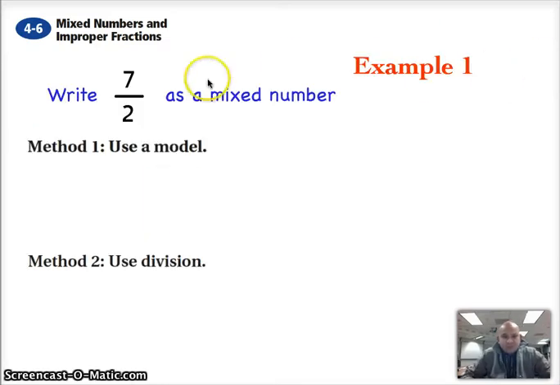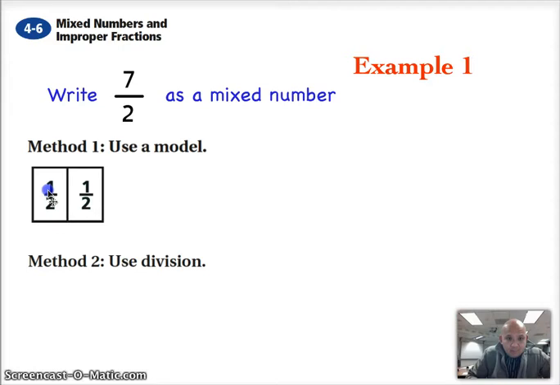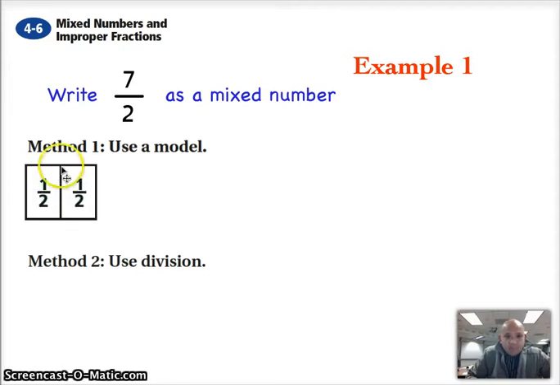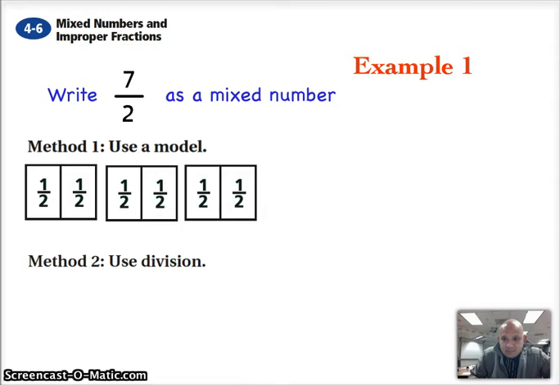Let's look at the first example. Here we're going to write 7 halves, an improper fraction, as a mixed number. First, we're going to use a model method. How I'm going to do that is I'm going to draw, or I want you to draw, a rectangle and divide it in half. There we have 2 halves. Here we have 4 halves. Here we have 6 halves. And here we have a total of 8 halves. 1, 2, 3, 4, 5, 6, 7, 8.